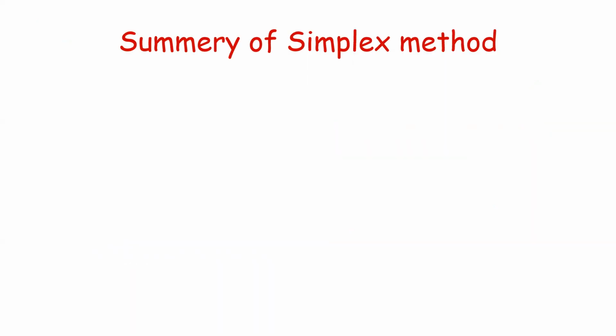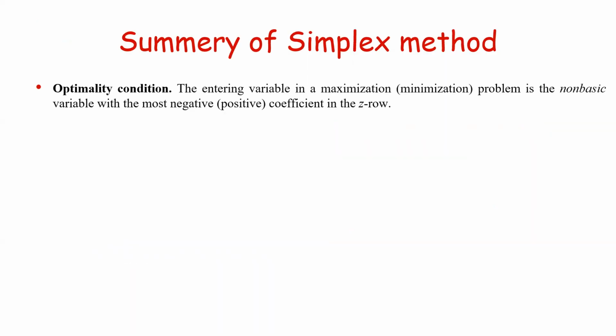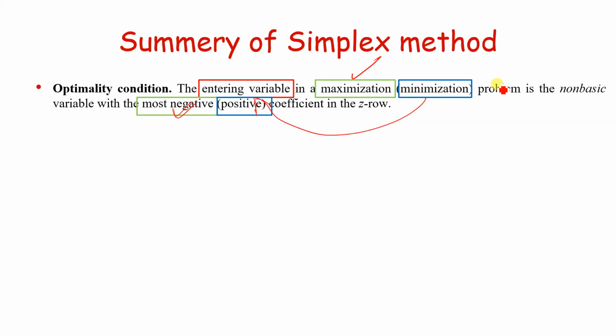So let's have a look at the summary of the simplex method. First of all, we have to check the optimality condition. If the optimality condition is not satisfied, then the entering variable in a maximization problem is the non-basic variable with the most negative coefficient in row 0, whereas in a minimization problem, it is the non-basic variable with the most positive coefficient in row 0.